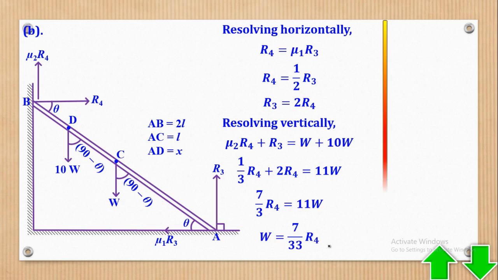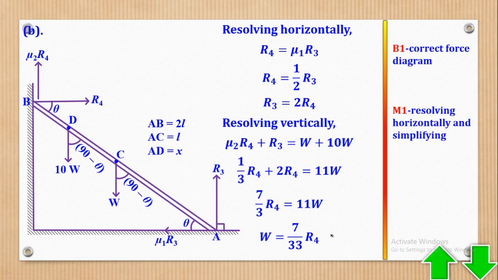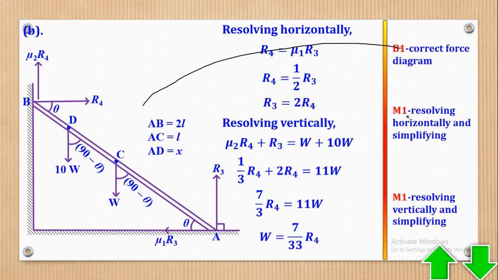So before we go to the next slide, let's see how much can be awarded for this slide. B1 for the correct first diagram, M1 for resolving horizontally and simplifying, another M1 for resolving vertically and simplifying.